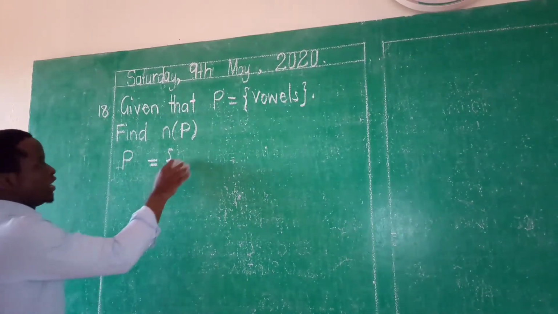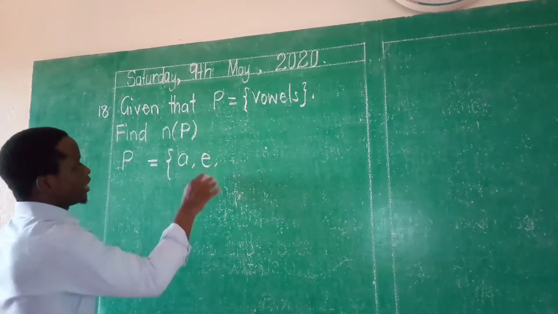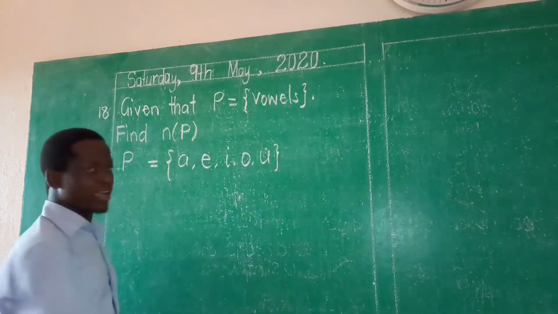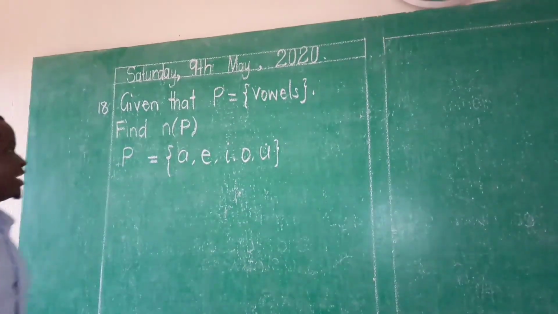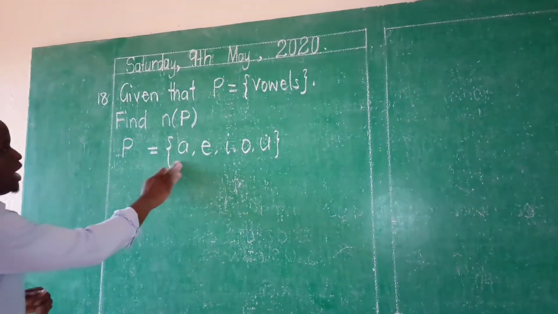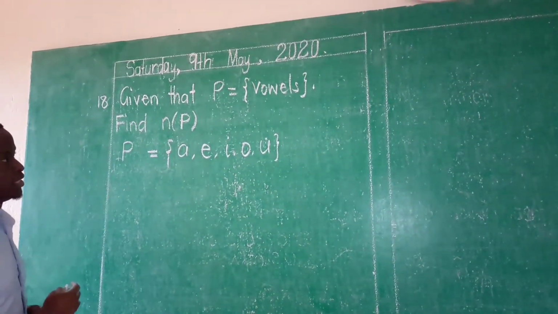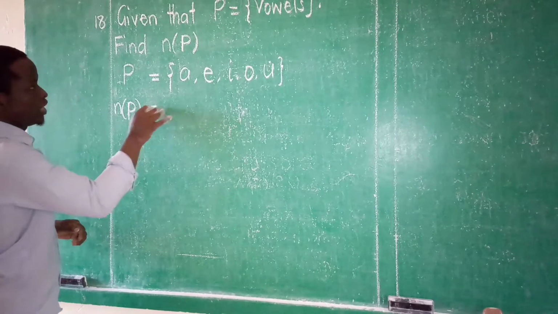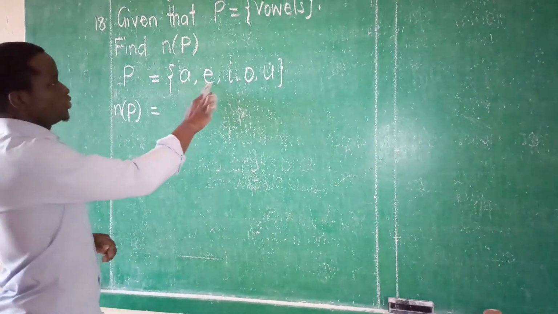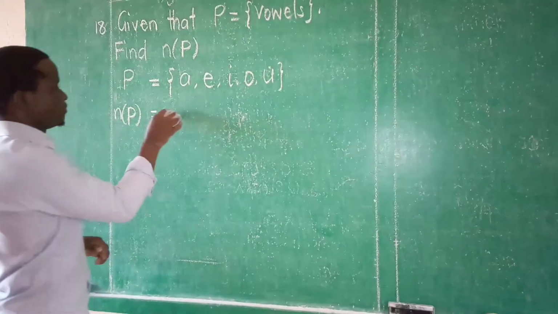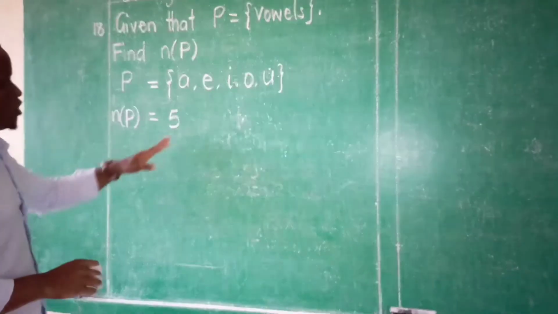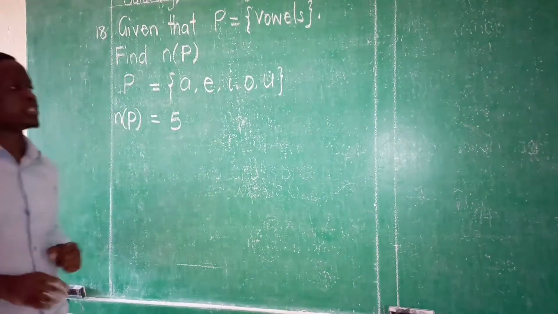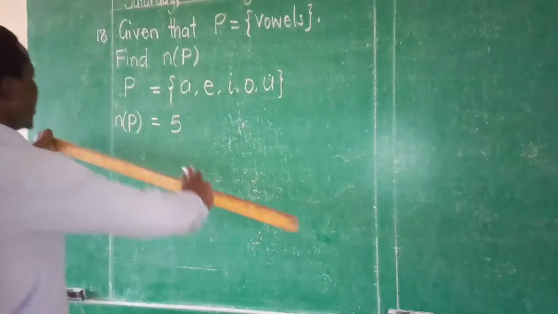The vowels are A, E, I, O, and U. From here, we now count them and state their number. So we say the number of elements in set P equals, let's count together, 1, 2, 3, 4, 5. Fine. You don't have to put elements again because the word elements is embedded in this statement. That's our answer. Let's underline.